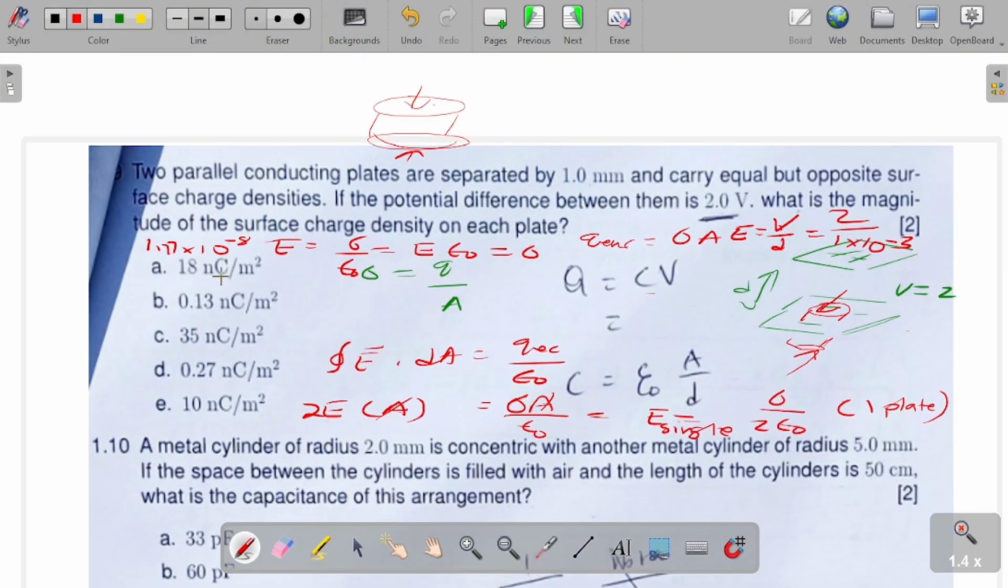How do you write it in nanocoulombs? You make this one bigger, make this one smaller. Now we have 17.7 by 10 to the negative 9, which is similar to 17 nanocoulomb, closer to 18 nanocoulomb. Are there any questions?